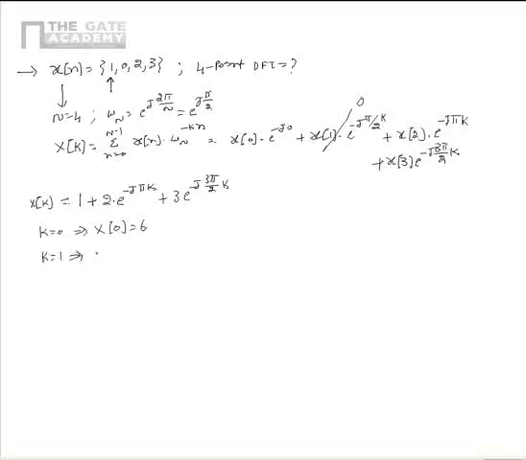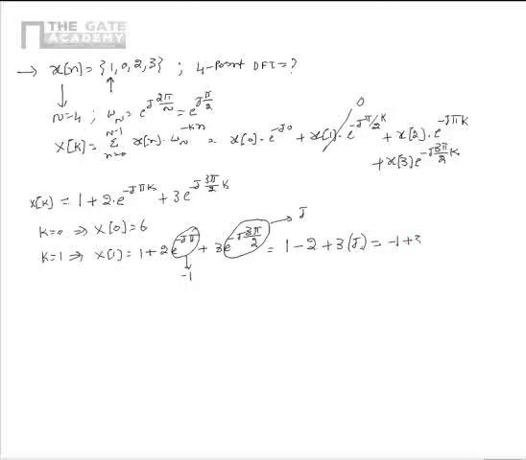If k is equal to 1, x of 1 is equal to 1 plus 2 into e power minus j pi plus 3 into e power minus j 3 pi by 2, which upon simplification becomes 1 minus 2 because e power minus j pi is equal to minus 1 plus 3 into e power minus j 3 pi by 2. Here e power minus j into 3 pi by 2 can be written as j. Upon substituting the same, we see that the value is equal to minus 1 plus 3j.